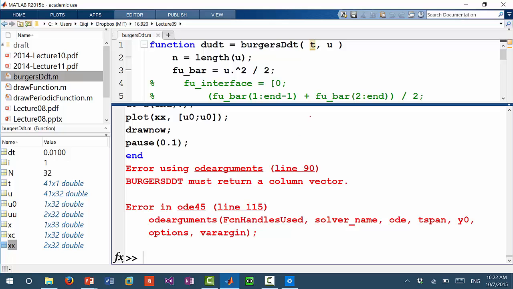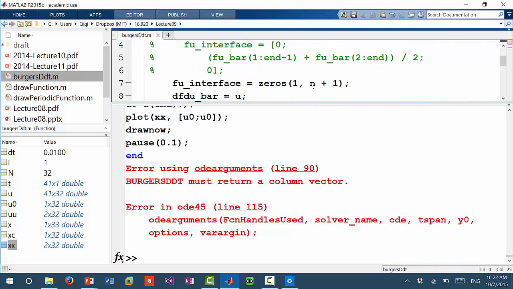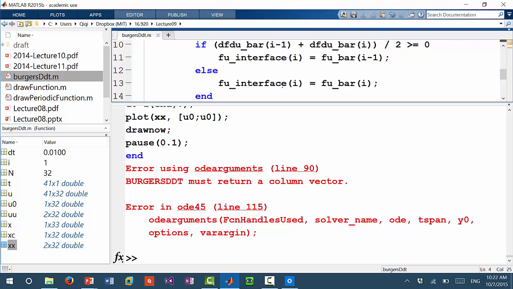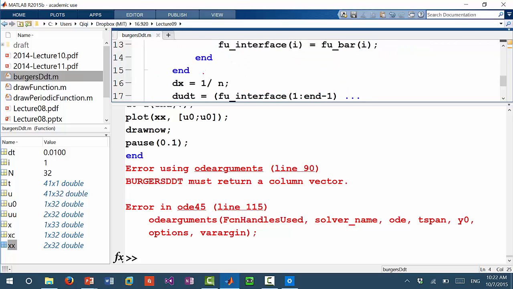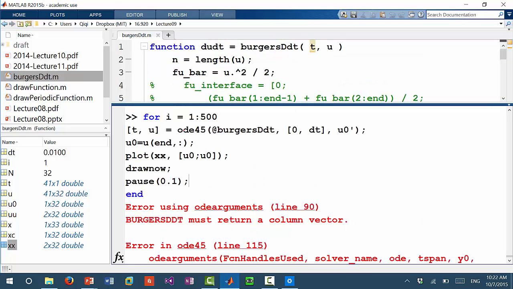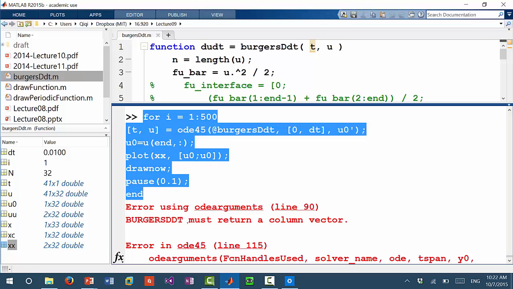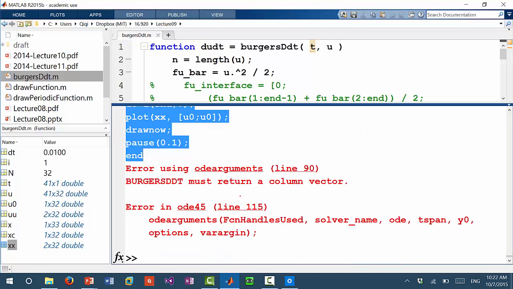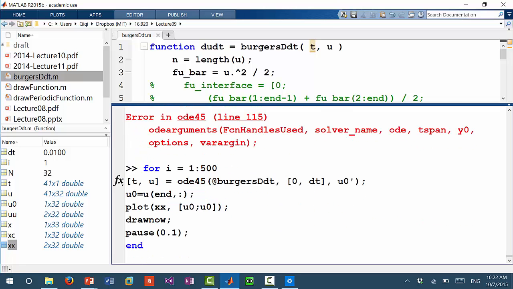Burgers DDT must return a column vector. So let's debug this. It doesn't look like fu interface is a column vector. Oh, fu interface is not a column vector. I made it a row vector. Sorry for that. Okay, now this is a column vector, N plus 1 rows, 1 column. Yeah, I don't code in MATLAB that often, so if you catch me doing anything wrong, please point it out.